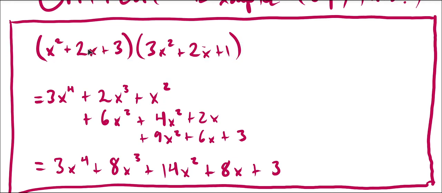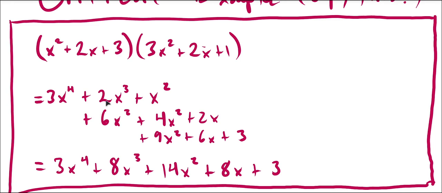Then we move on to the 2x. 2x times 3x squared is 6x to the third. 2x times 2x is 4x squared. And 2x times 1 is 2x. Then we move on to the 3. 3 times 3x squared is 9x squared. 3 times 2x is 6x, and 3 times 1 is 3.